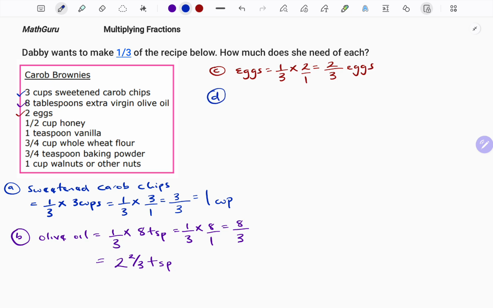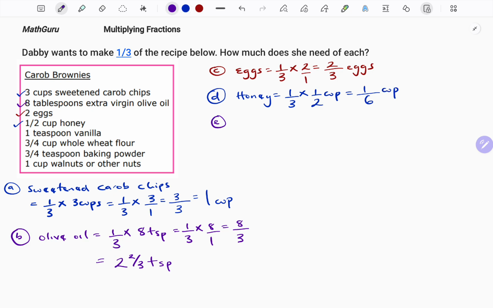D, I need half a cup of honey. So for my honey, a third of that will be 1 over 3 times half a cup, which is going to be multiplying on my numerator, 1 times 1, I have that as 1, and then my denominator, 3 times 2, that's 6. So 1/6 cup of honey.